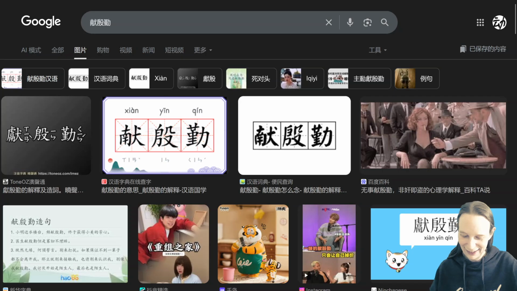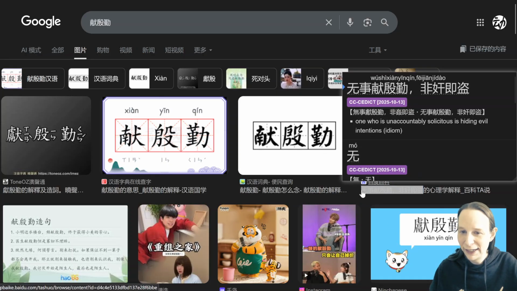I feel like I could use this word in everyday life. 献殷勤. Yeah. 无事献殷勤. Oh, it's a 成语. One who is unaccountably solicitous is hiding evil intentions. Actually, yeah, that's really true, isn't it? If someone comes up to you and starts being nice out of the blue, it's like, all right, what do you want? You know they want something.